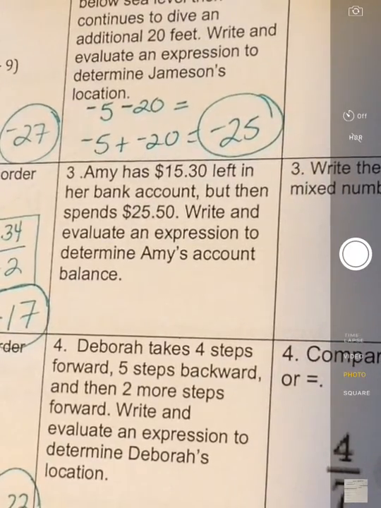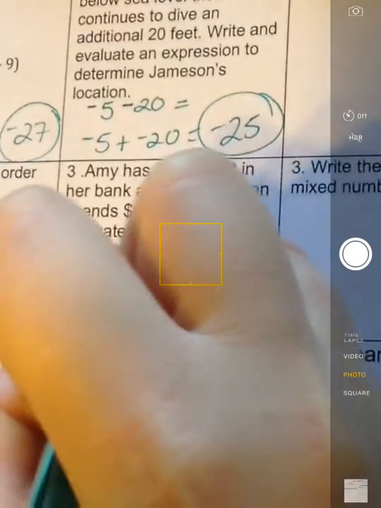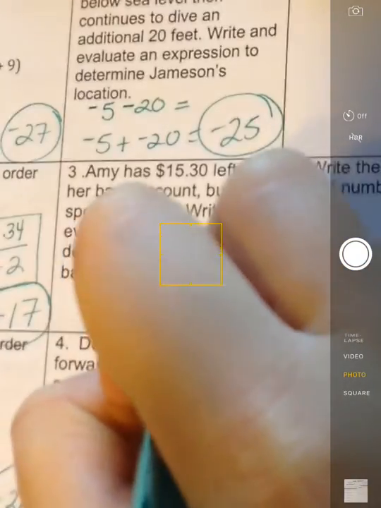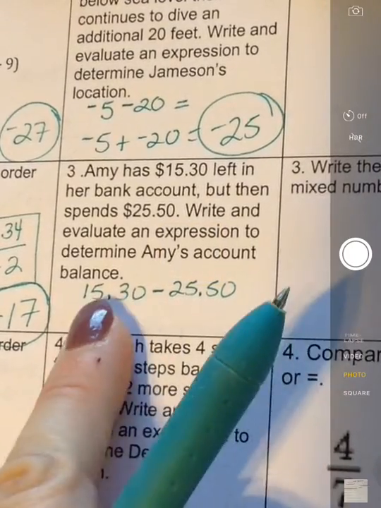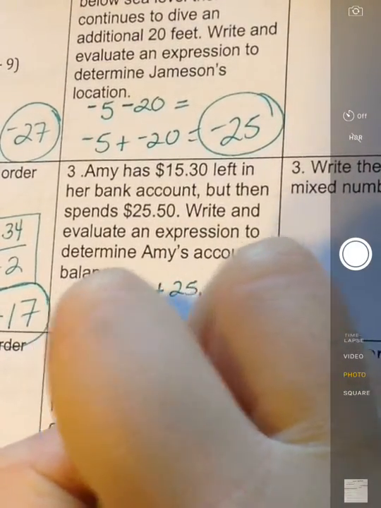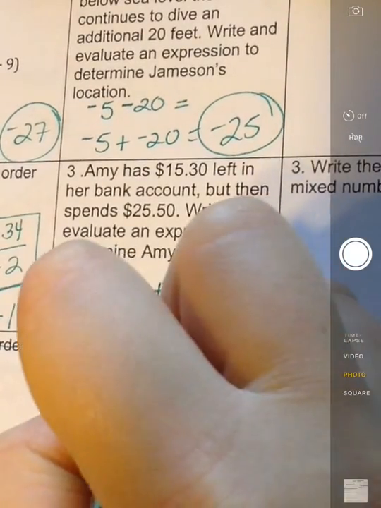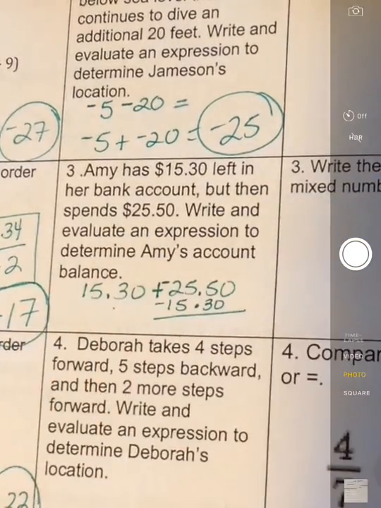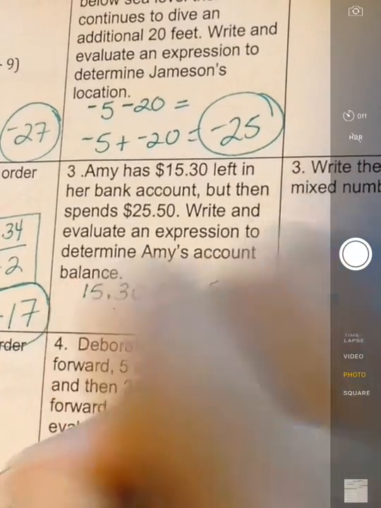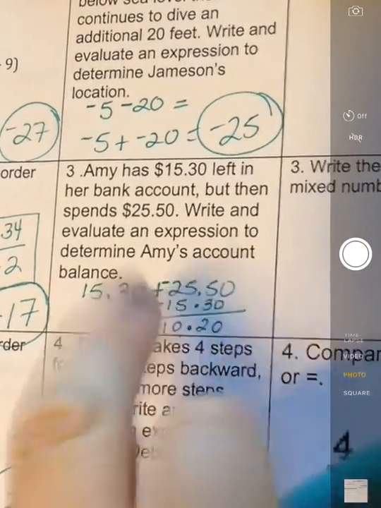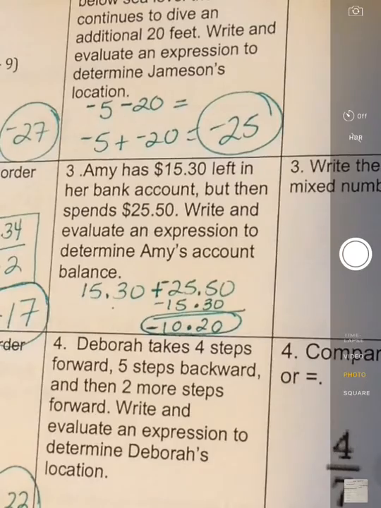Amy has $15.30 left in her bank account, but then spends, so minus $25.50. Again, we do keep, change, change, which means we're actually going to be subtracting the two. So I'd have 0, 2, 0, 1. This was higher, so it's negative. So that means she owes a negative $10.20.